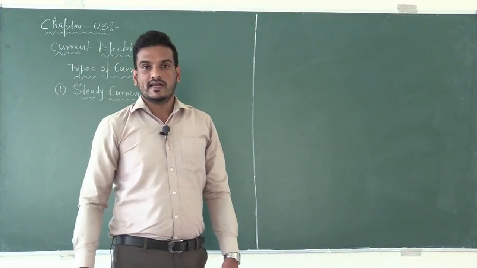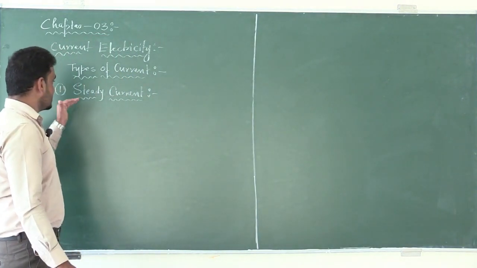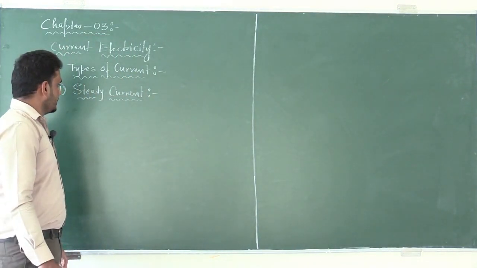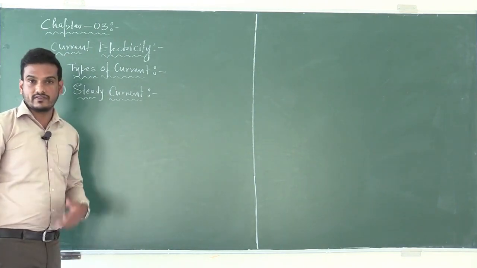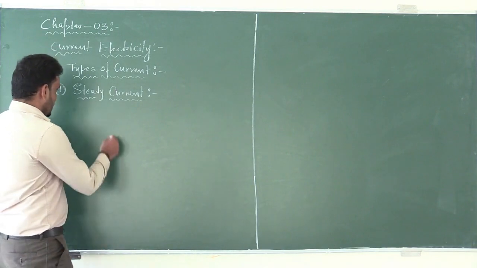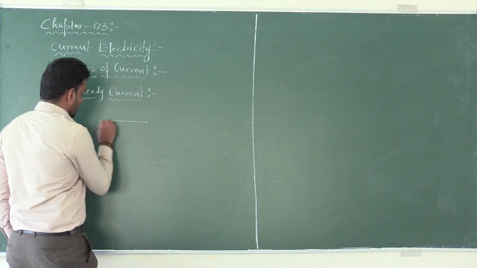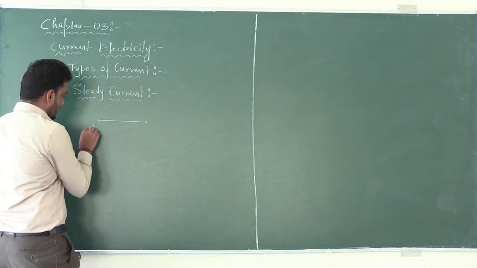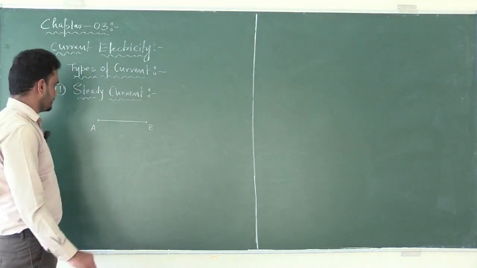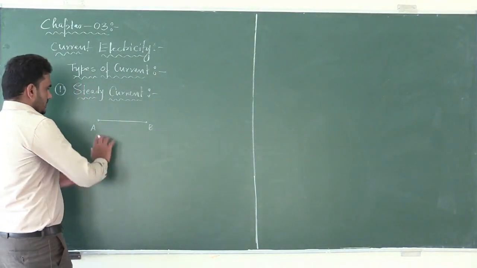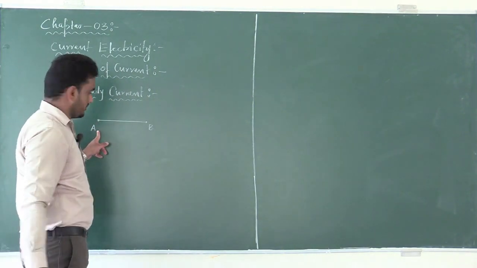Now we'll see types of current. First one, steady current. First I'll explain what is steady current, then I'll give the definition. Now I'll consider a metallic wire. Just imagine this is a metallic wire or a conducting wire. A and B are the two ends. The charges are flowing through the wire from one end to the other end.